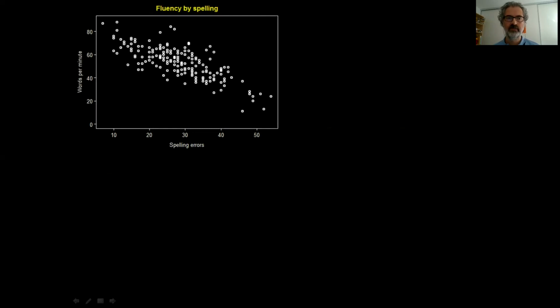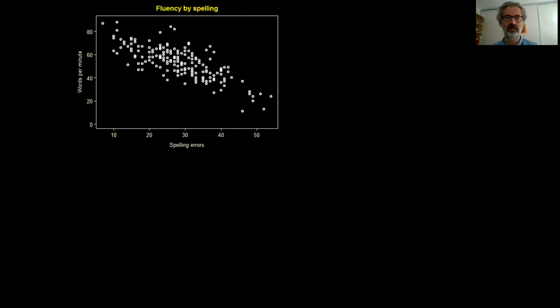Let us now go back to look at how different strengths and directions of relationships appear on scatter plots. Here is a plot of word fluency, so words read correctly per minute, as a function of number of spelling errors on a spelling test. We see that there aren't any points here in this corner, and there aren't any points in this corner, but there are plenty of points in this corner and in this corner.